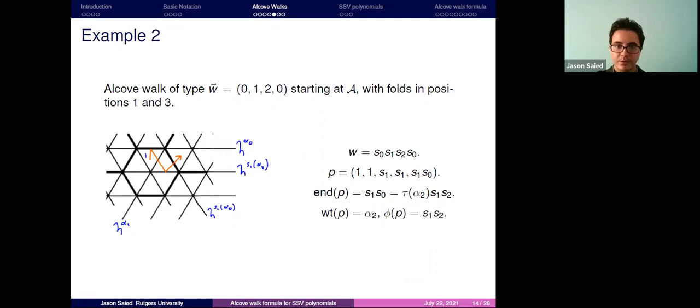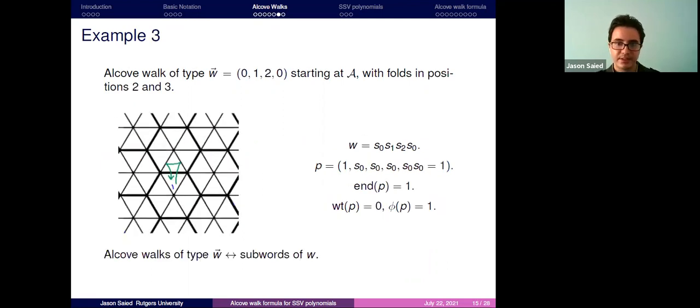Okay. One more very quickly, because I want to emphasize that alcove walks can double back on themselves. So they're not determined by their endpoint. So for the same type, if I choose to fold in the second and third spots, I lose the S1 and the S2. So I do S0, I fold twice, doing nothing, and then I come back to the fundamental alcove. So my endpoint is just 1. This tells me that the terms in my alcove walk formula are not going to all be different powers of x. So we can get a 1 coming in multiple different ways.